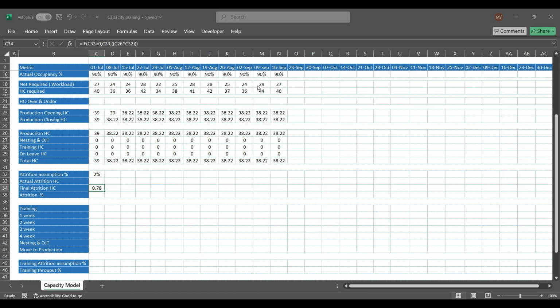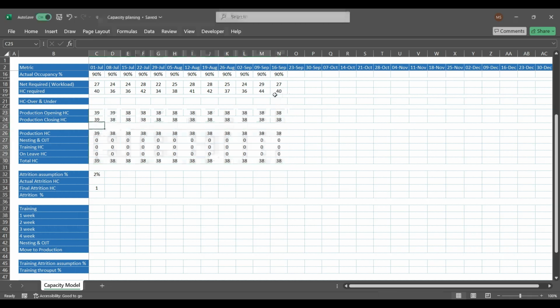0.78%. It's around 1. Okay, if I need to change this also, this one also. So if I put 1 here, it would be updated. If I put 3 here, it would show 3. If I add 0 here, then this will show the assumptive attrition.